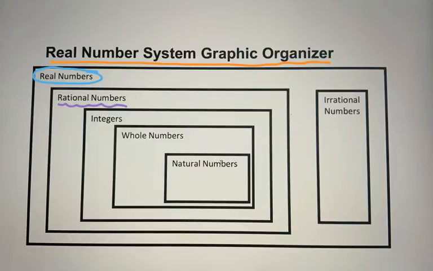Okay, and then you'll see over here is our irrational numbers. They're in their own separate thing. And then all irrational and rational numbers are real numbers. That's what this graphic organizer tells us. So let's take a look at what natural numbers are.